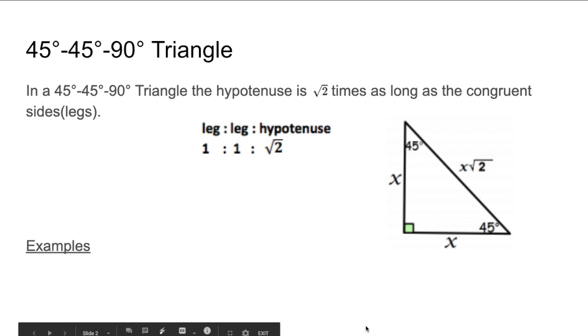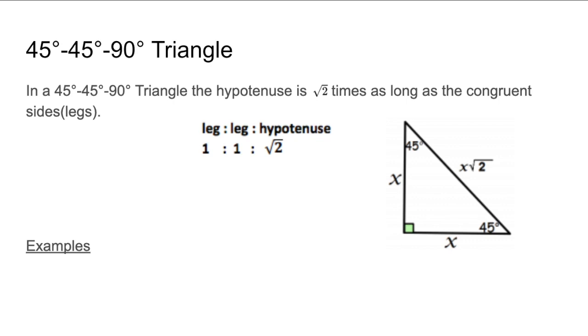In this video, we are going to be talking about the first of the special right triangles, which is the 45, 45, 90 triangle. The reason why it's special is because there is a pattern to the sides and how they all relate to one another. The hypotenuse is always going to be the square root of 2 times as long as any of the congruent sides, so the legs of the right triangle.